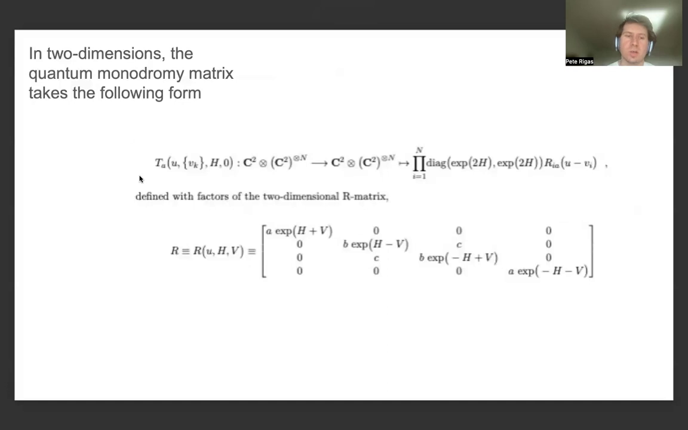And in 2 dimensions, the quantum monodromy matrix takes the following form, and this is also just from the previous presentation, in which we provided an explicit formula for the action of the quantum monodromy matrix map, in which the pre-image and image space are the same, namely the tensor product of the 2-dimensional complex space with the 2-dimensional complex space raised to the tensor product of n.